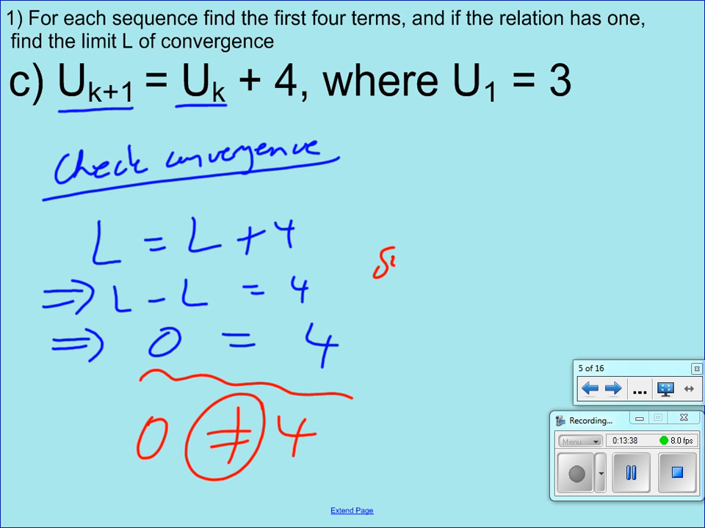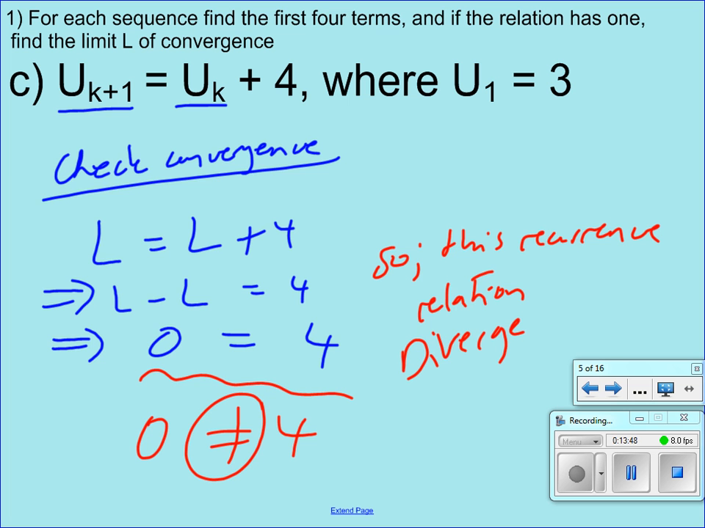So this recurrence relation doesn't converge. It diverges, which means it's just going to keep escalating and escalating and escalating as the terms go on infinitely long. It will not converge to a single term. Okay, the next video then is going to be regarding arithmetic series.